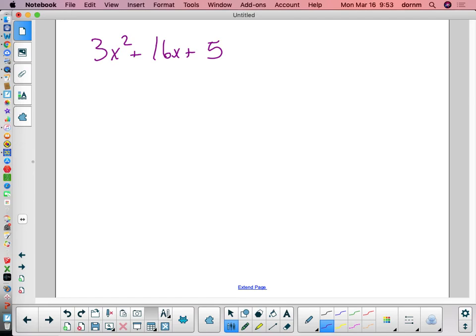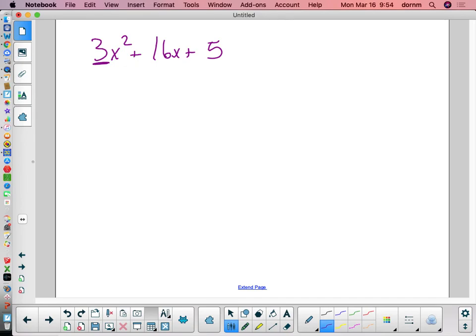Now it's a little more complicated. As soon as we throw a number in front here, a leading coefficient we call that, as long as we throw a number in there that's not just a 1, factoring becomes more complicated. So what we want to do is use what's called the AC method.